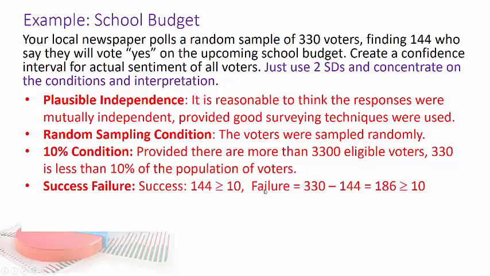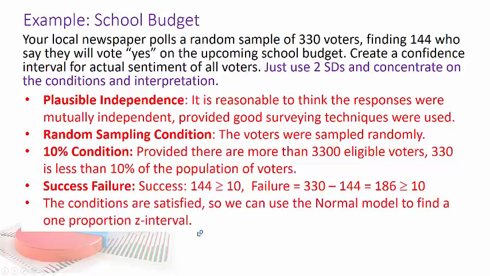When you're calculating NP and NQ, or your successes and failures, you should always be showing the actual numbers. Never just say, oh, it needs to be greater than or equal to 10. They want to see that you know how to calculate it. So since the conditions are satisfied, we can use the normal model to find a 1 proportion z interval.